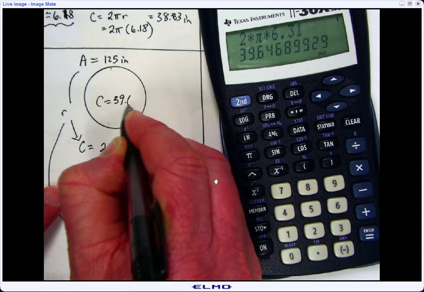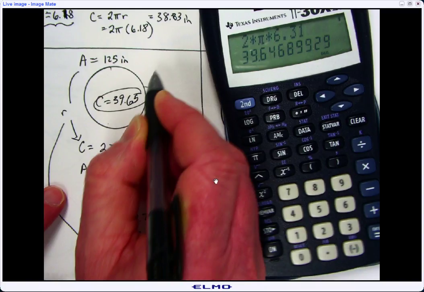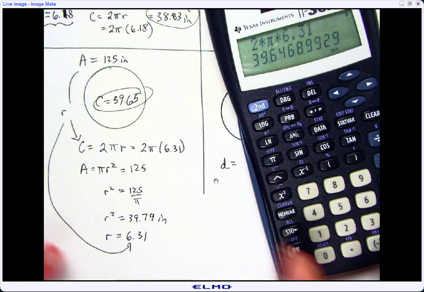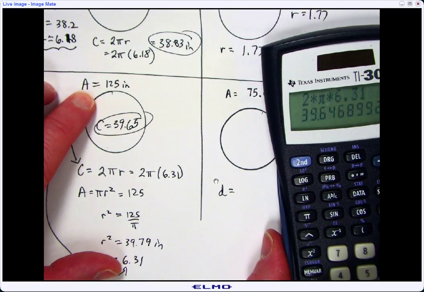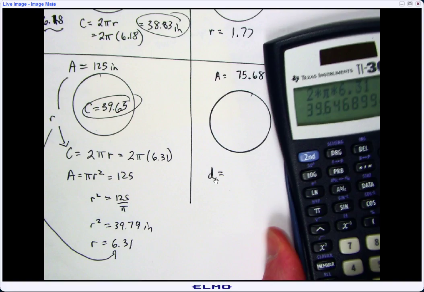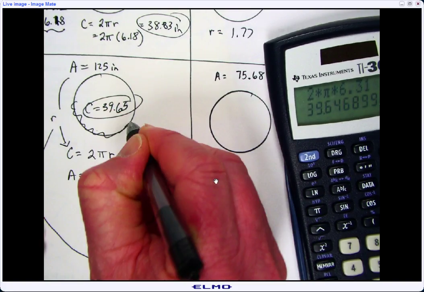Okay, and you should compare. The circumference up there was a little bit less than that because the area was a little bit more. Okay, so circumference again around the outside, area as if you had to paint the inside.